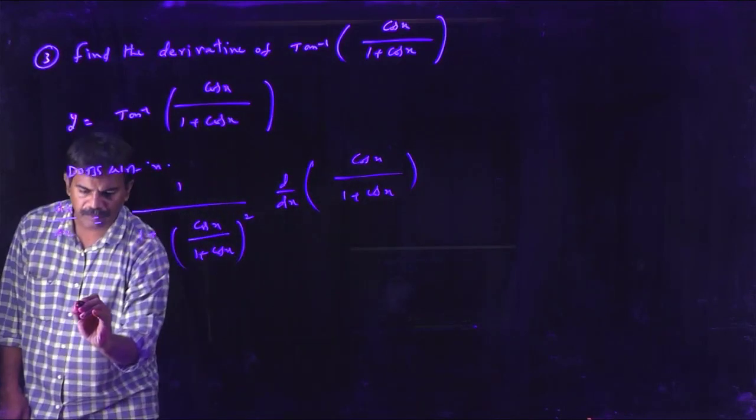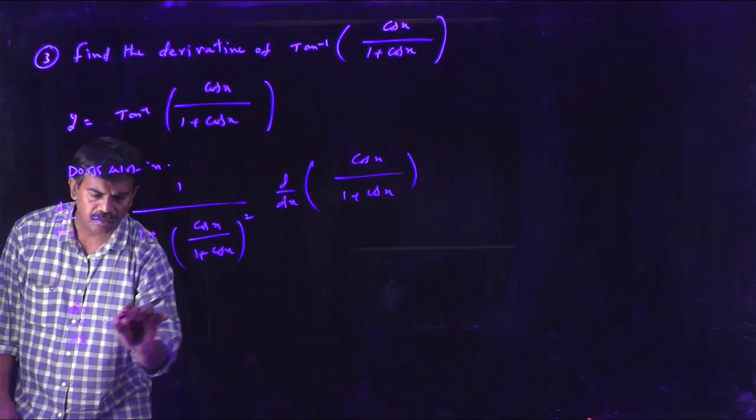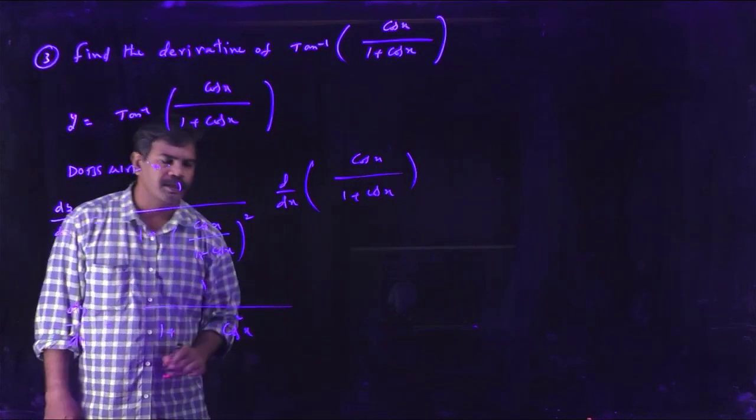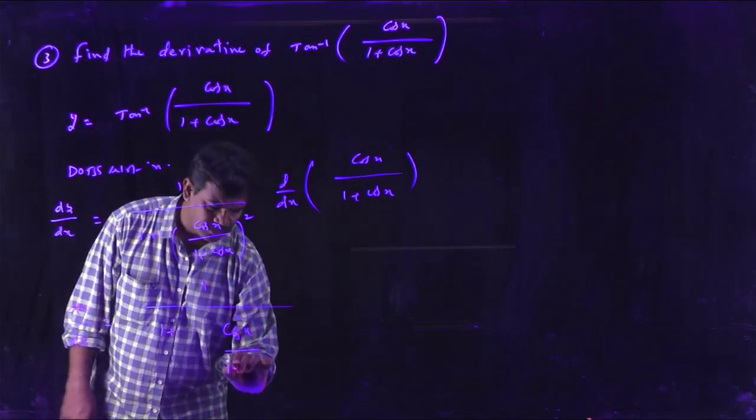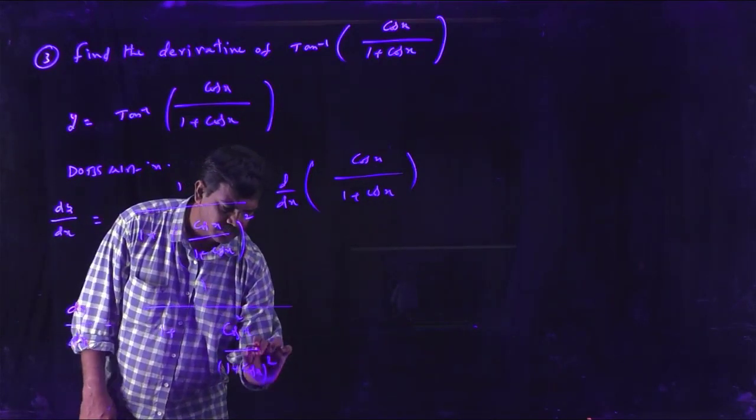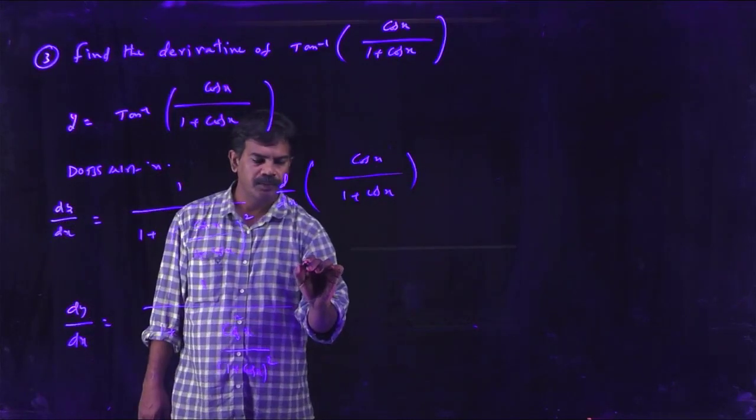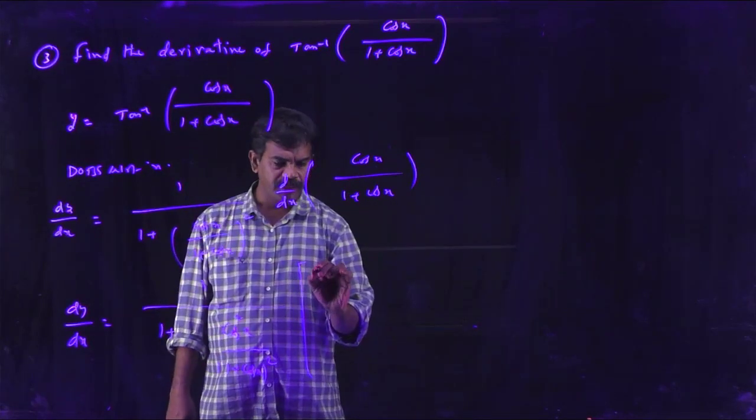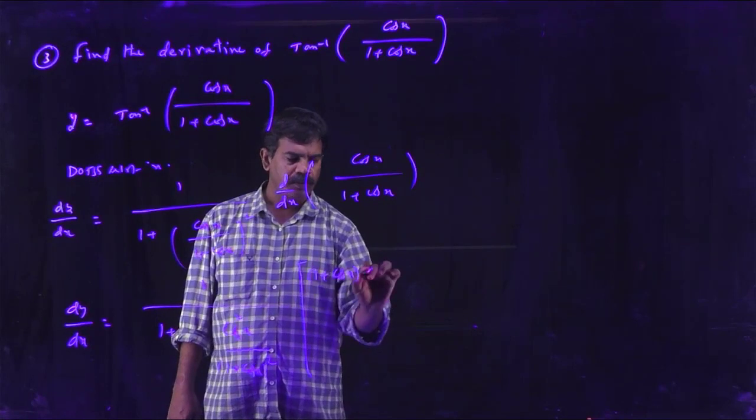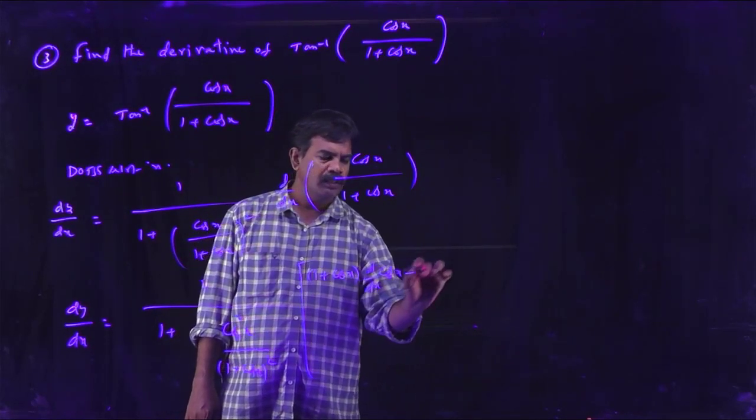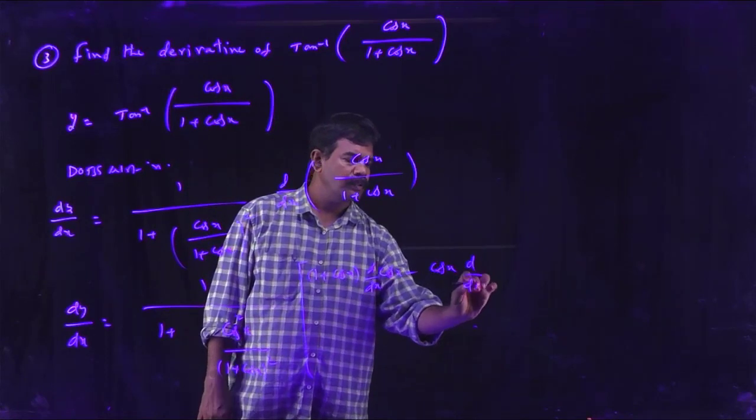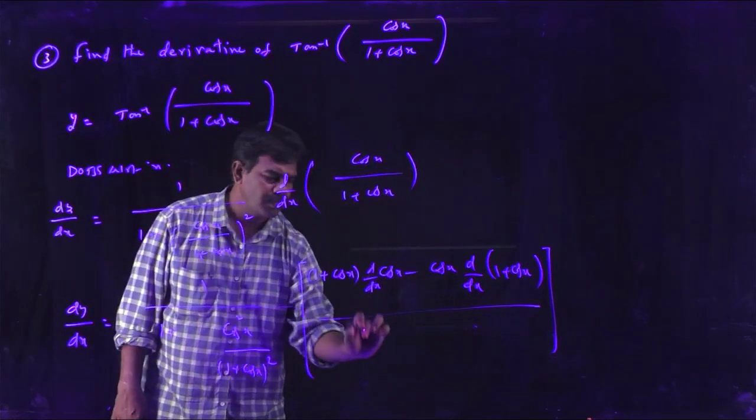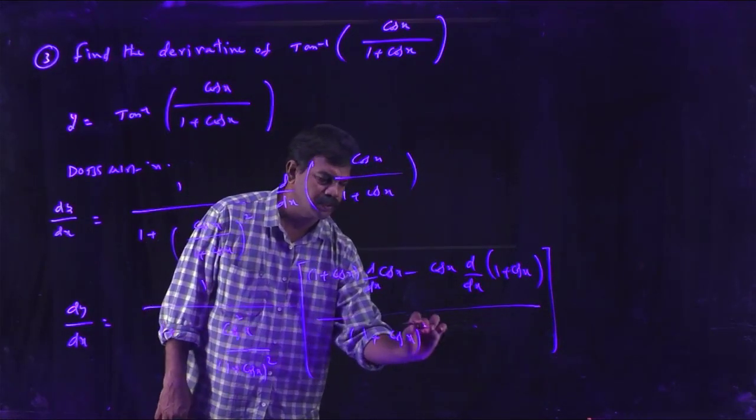So dy by dx is equal to 1 by 1 plus, squaring both numerator and denominator, we get cos square x by 1 plus cos x whole square into derivative, which is in the form of u by v. We apply the u by v formula, that is v into derivative of u, that is 1 plus cos x into derivative of cos x, minus cos x into derivative of 1 plus cos x, by 1 plus cos x whole square.